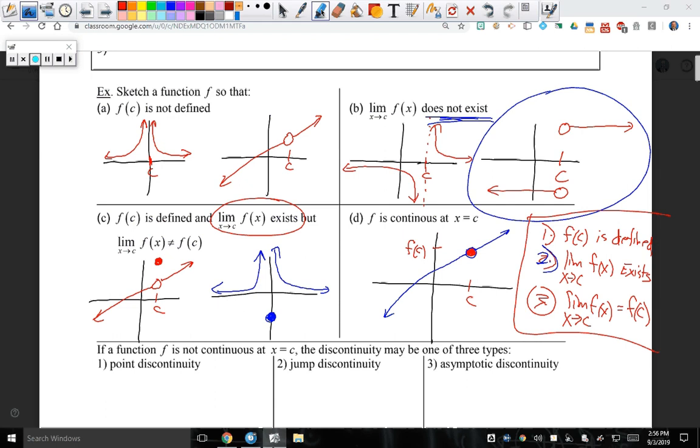Okay, so visually, here we go. f of c is defined. Here's the y value. The limit exists. It's right here. And the fact that they're equal to the same value shows that it's continuous. It's continuous at c. Cool? Okay. Here we go.